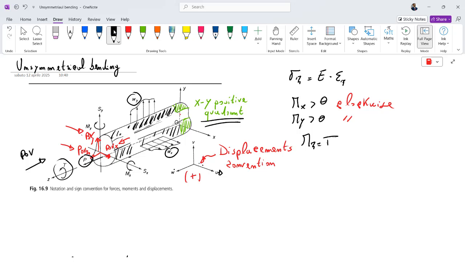For the Italian users, the torque is momento torcente. So also for Italian users, a little bit of translation.